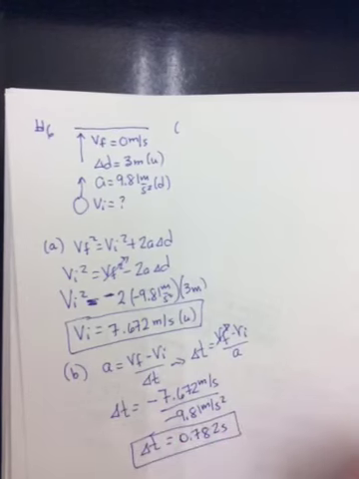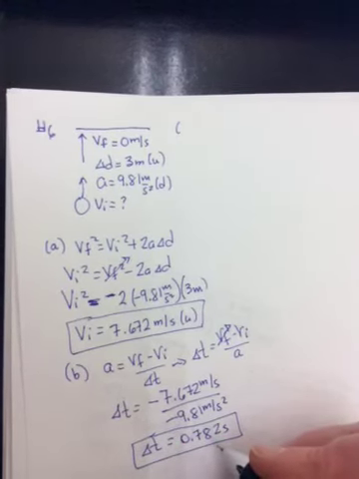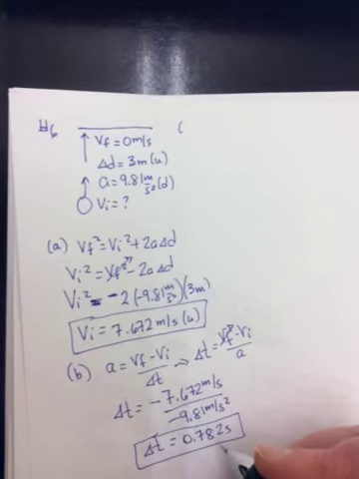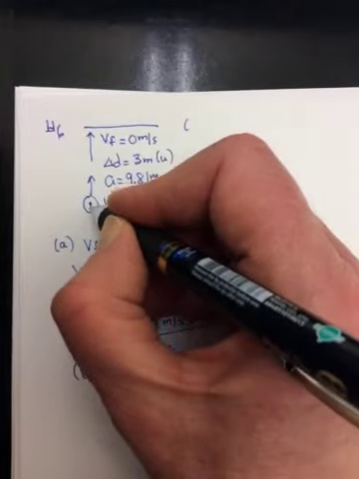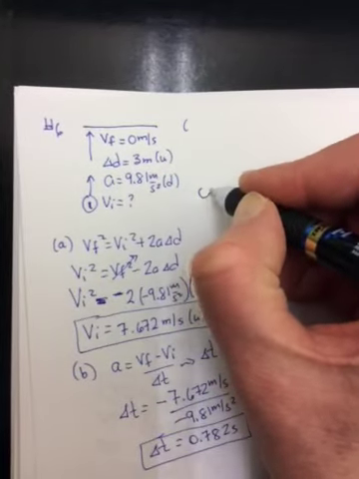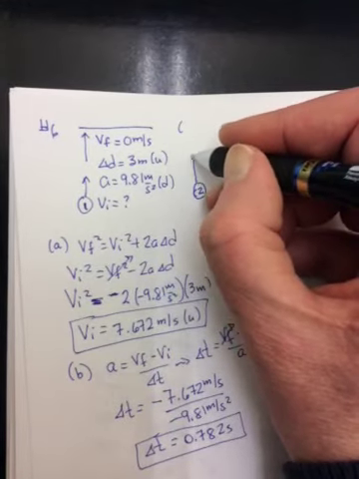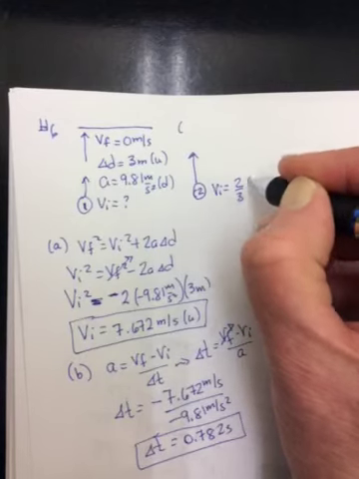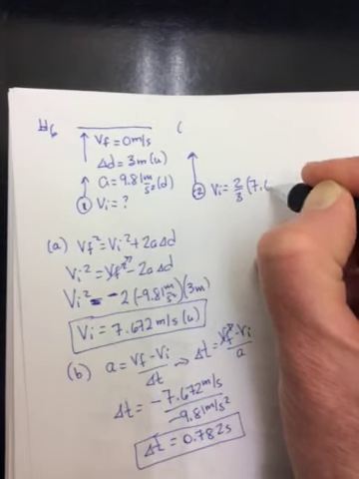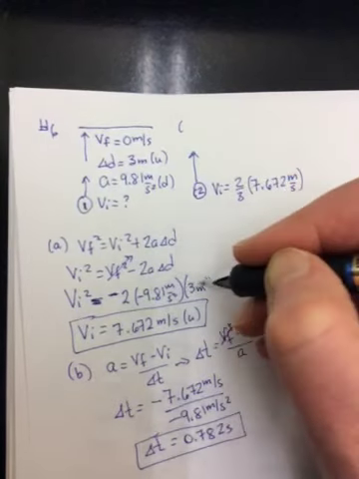All right, that's B. C. At the instant when the first ball is at the ceiling, he throws the second ball upward with 2/3 the initial velocity. So what we were looking at was ball 1. Now we're looking at ball 2. So it's going up, and the VI of ball 2 is 2/3 of 7.672 meters per second that the other one had.